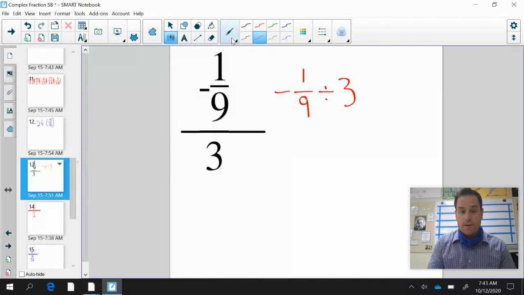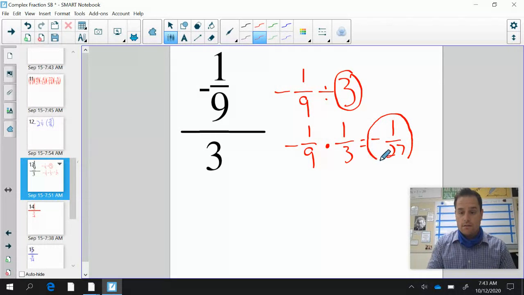Your second step is keep, change, flip. So we're going to keep this the same. Keep, change this to multiplying, and then flip this one to the right to make that 1/3. That's going to be a -1/27. And that's going to be your final answer. Remember that a negative divided by a positive is negative.